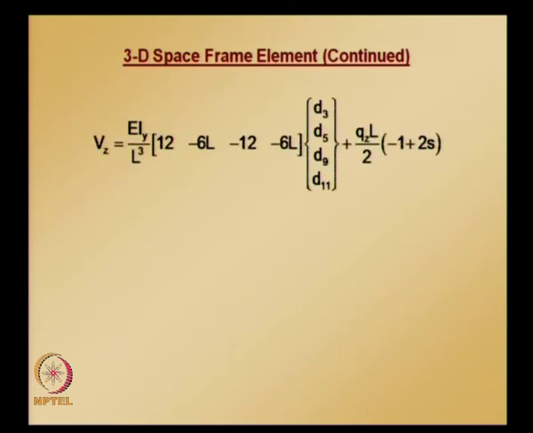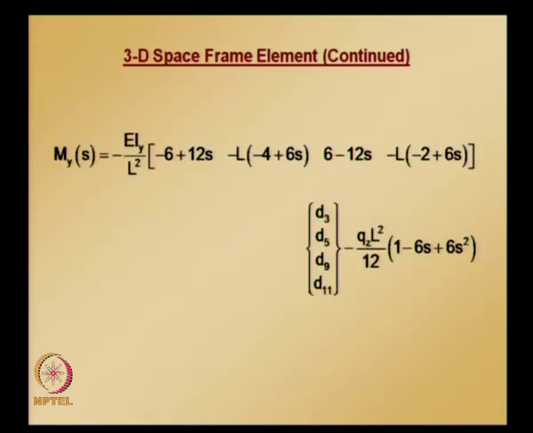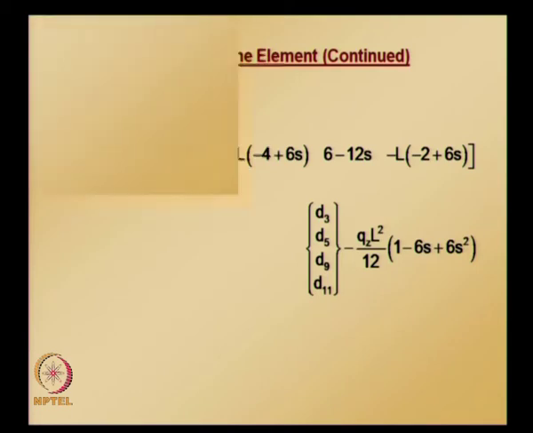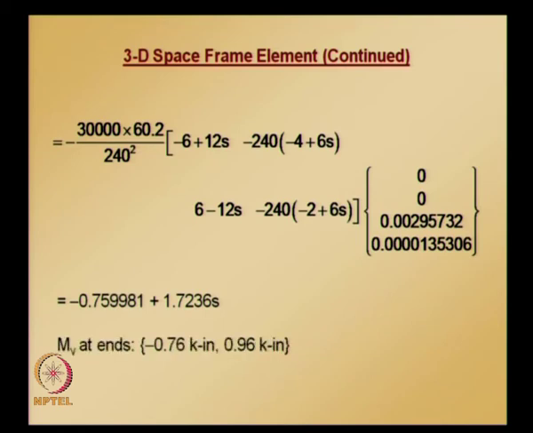And similarly, the other shear component Vz, and it is constant, and the moment My with fixed end solution correction. Simplification of that gives it in terms of S. S equal to 0 corresponds to node 1, S equal to 1 corresponds to global node 4, giving the My values at these nodes 1 and 4.